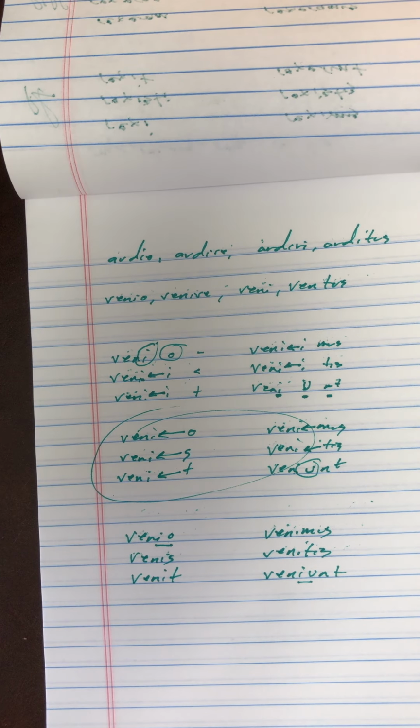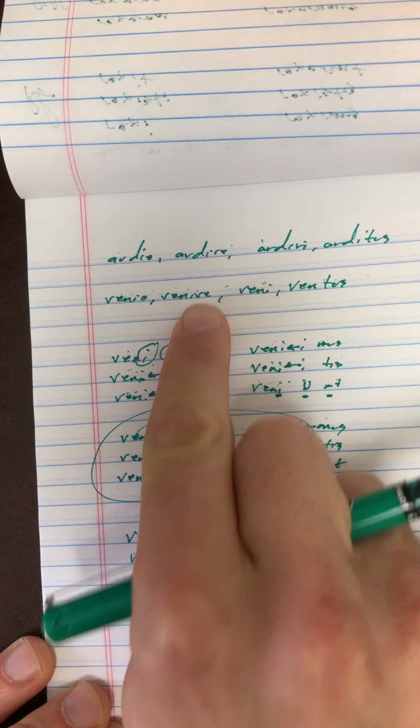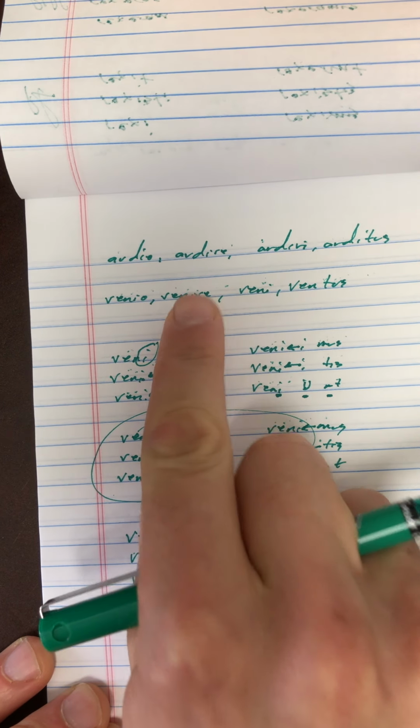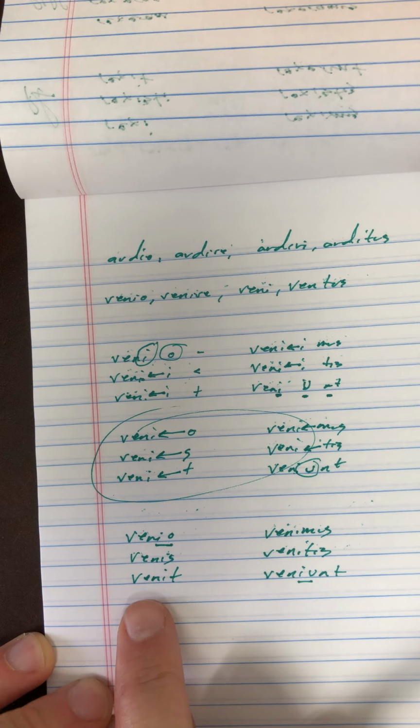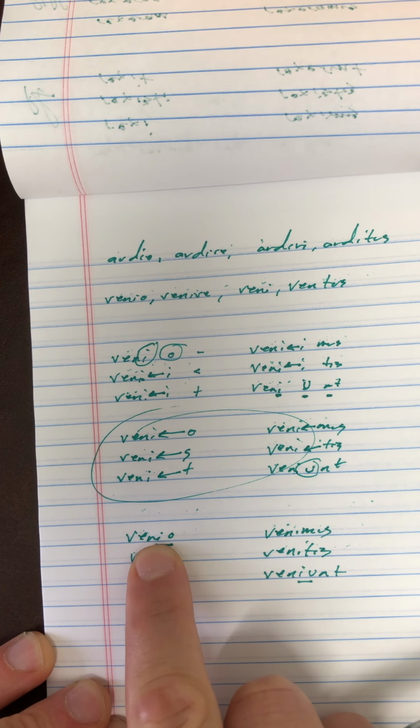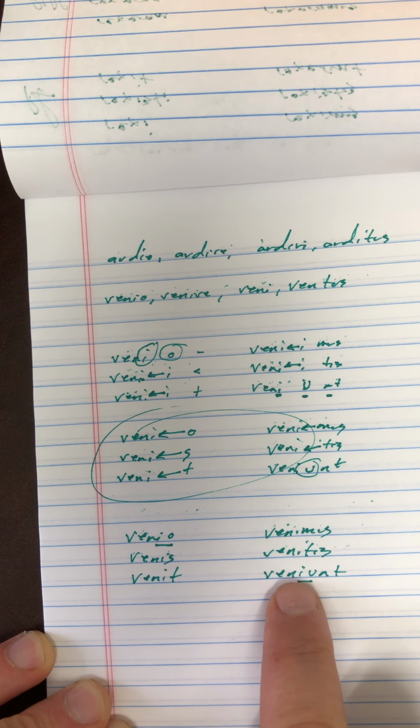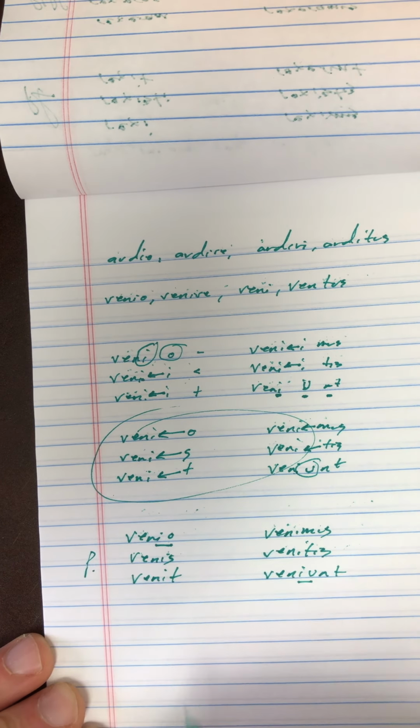It has an I stem from taking off the RE up here. It naturally has a long I in the stem, and so that I persists here in the first singular and here in the third plural. So that is our present form.